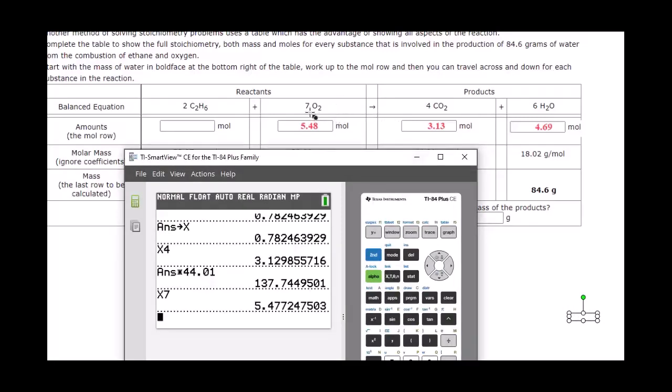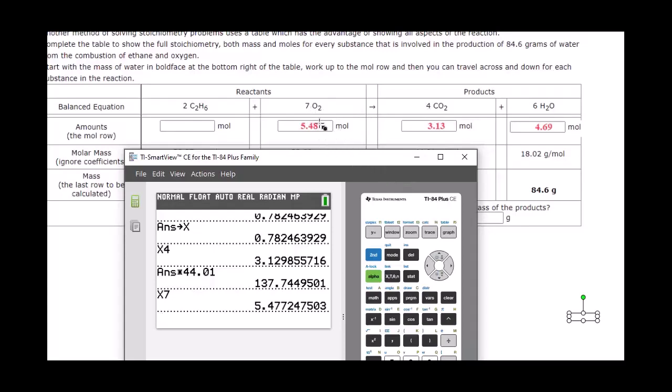And let's double check to make sure we didn't mess up. Indeed, we have 7 O2s and 6 H2Os, so we'd expect a little bit more oxygen in terms of moles than water, not grams, moles. And yes, that makes sense. And we should have more moles of oxygen than CO2. In fact, if you took this 3.13, divided it by 4, and multiplied by 7, you get 5.48. That would be another way of solving this.